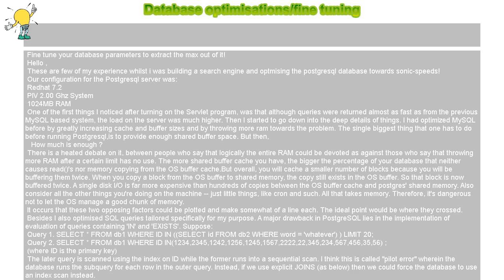Final query. Select * from DB1, DB2 a, DB2 b where ID = a.id and a.word = 'word1' and ID = b.id and b.word = 'word2', etc.